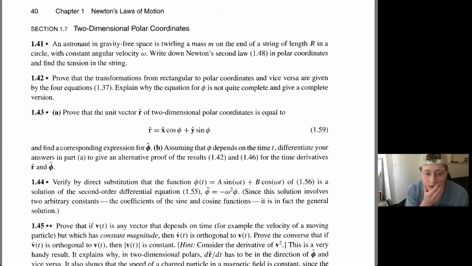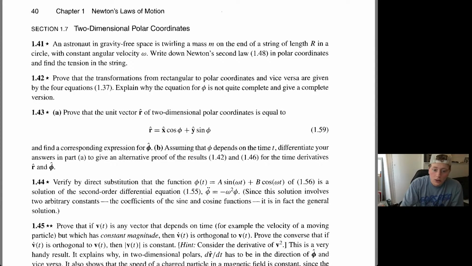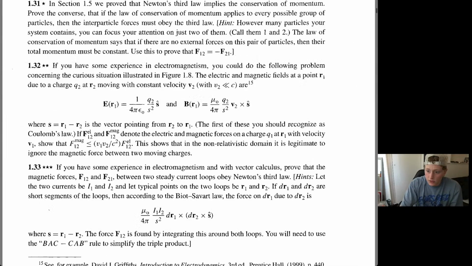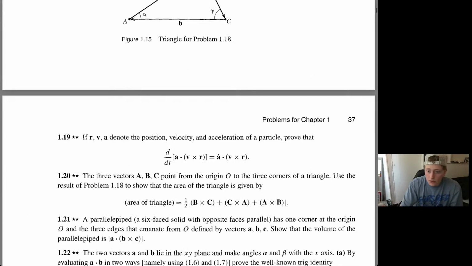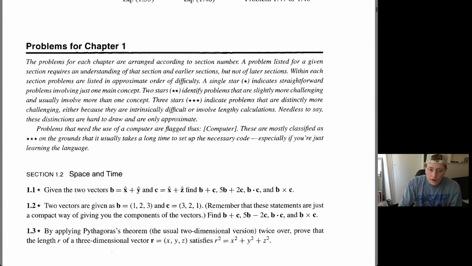Okay. Prove that the transformations from rectangular to polar coordinates and vice versa are given by the four equations. Prove that the 1.37? What's 1.37? Let's find it.